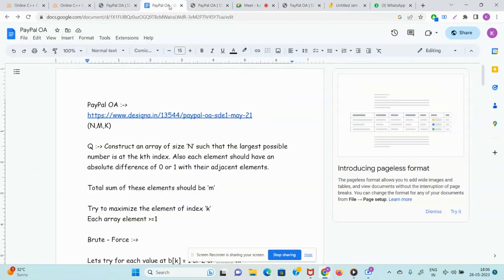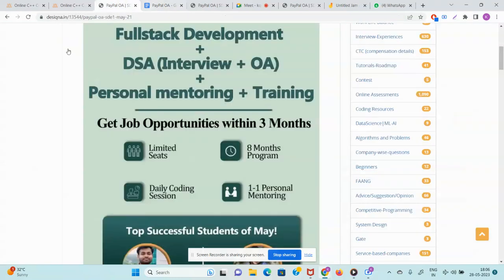Okay, so they are saying that you try to construct an array of size n such that the largest possible number is at the kth index. Means you focus on the number at the kth index and try to make it as big as possible. Also, each element should have an absolute difference of 0 or 1 with its adjacent elements, and the total sum of these elements should be exactly m. Try to maximize the element at index k, and each array element should be greater than or equal to 1. So guys, I understand it can be hard to keep the multiple conditions in mind, but let's focus.